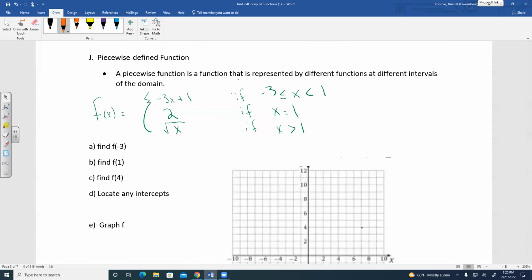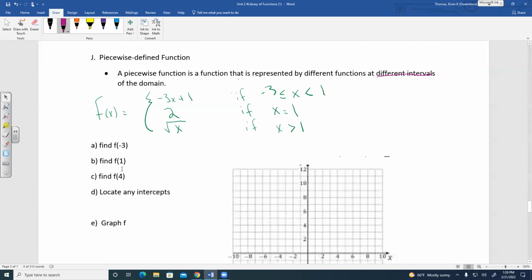The next thing we get into is what we call piecewise functions. Piecewise means a function is made up of individual functions. A piecewise function can be represented by different functions; the catch is these different functions apply on different intervals of the domain. Notice this function here only exists between -3 and not quite 1. So -3 would be its left bound, and 1 would be its right bound, but it's an open bound. When I get to 1, I have to use the new function of 2. And if I get to a number greater than 1, then my graph turns into this square root of x function.